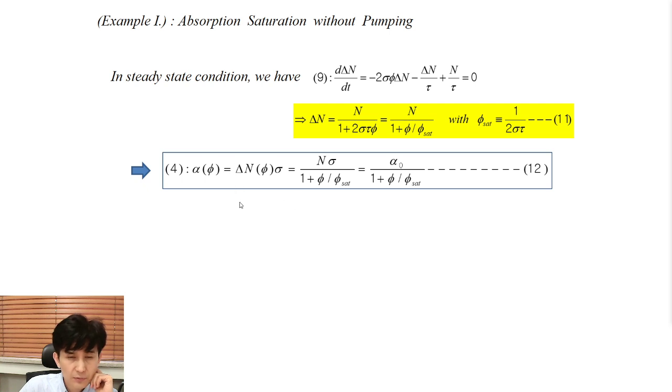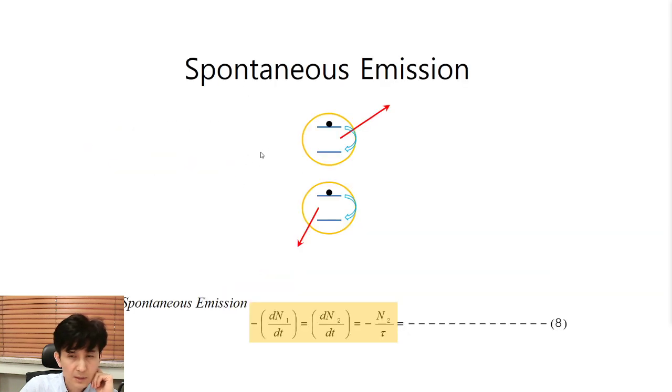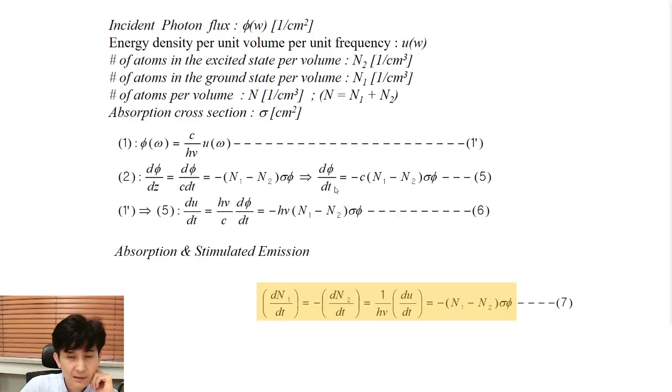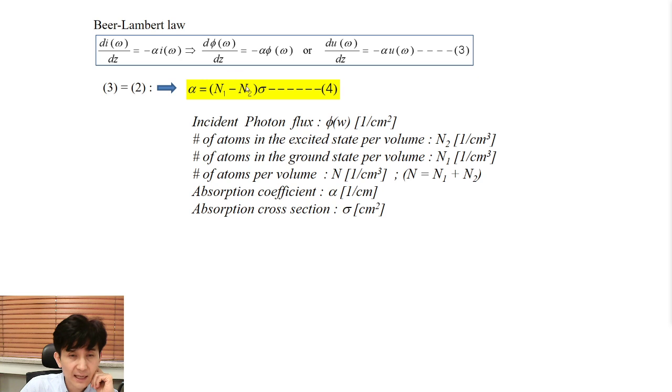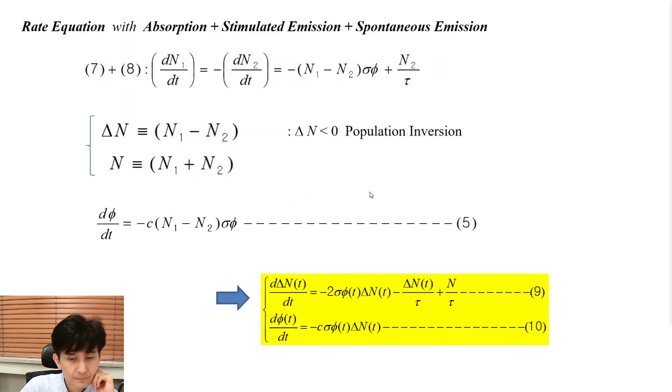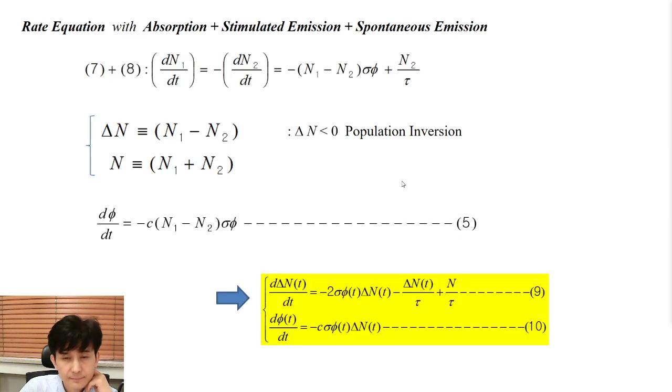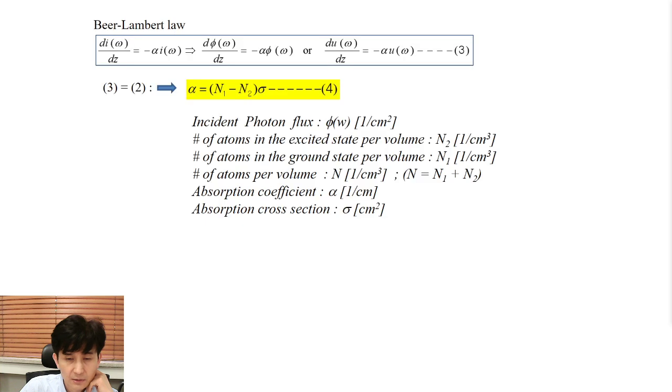So from equation 4, the absorption coefficient is (n1 minus n2) times sigma, which is basically delta n times sigma. Then we obtain alpha as n times sigma over (1 plus phi over phi set), as n times sigma is alpha 0. Where is alpha 0?